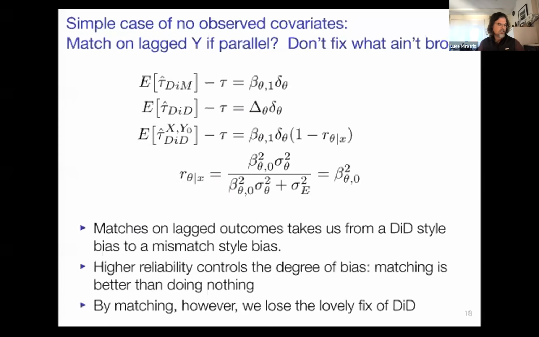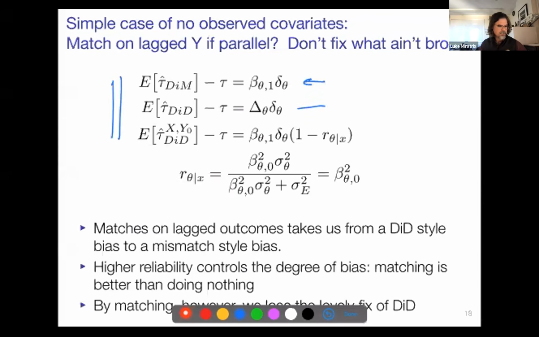So what we're looking at here are three bias equations. This is the expected bias of a simple difference in means. This is the expected bias of your diff-in-diff without doing anything. And this is your expected bias if you matched on your pretreatment outcome.